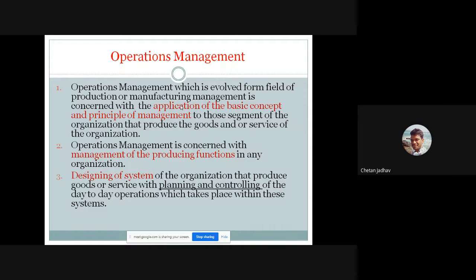Simply, operation management is concerned with management of the production function in any organization. It is like checking the production system, production management overall, then designing the system of the organization that produces goods or services, with planning and controlling of the day-to-day operations which take place within the systems. Means operation management takes care of the daily report of that production system. Whether that system is going in the correct way, controlling that is also part of operation management. So making the daily report of production, checking all the operations, checking the correct path, these are the tasks in operation management.